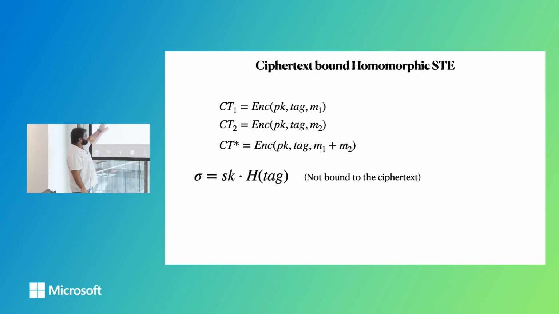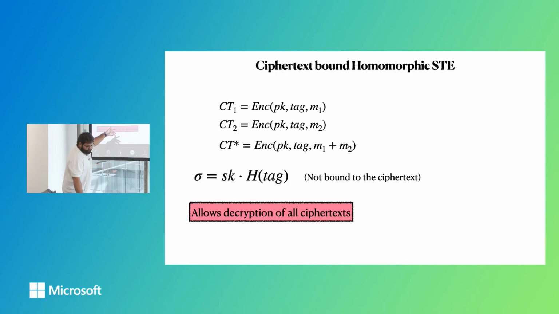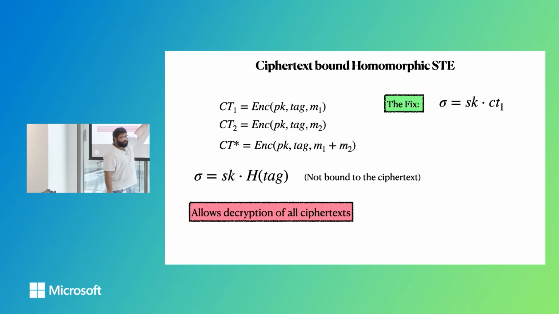And to decrypt, you basically need just a BLS signature on the tag. It has nothing to do with the messages or the ciphertext itself. So it's not really bound to the ciphertext. So this signature really allows you to decrypt all the ciphertexts, right? This is a small issue that we need to fix, and the fix is not that challenging. We just need to change what the decryption looks like.